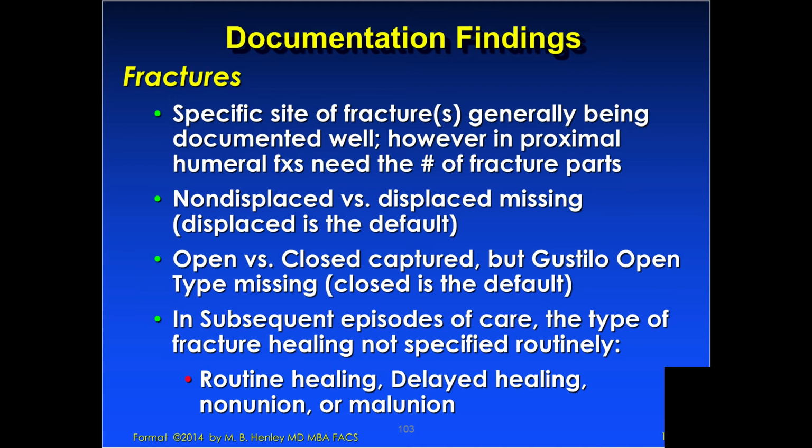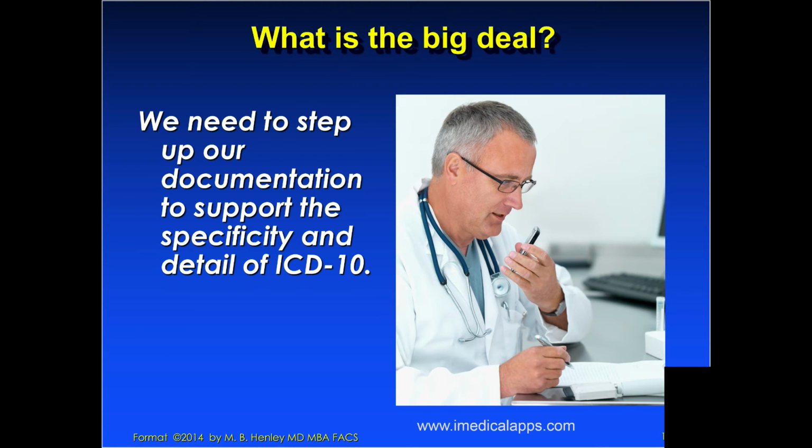We do capture whether a fracture is open or closed, but not all of us are good at specifying whether that fracture is Gustilo type 1, 2, 3A, B, or C open. Closed is the default if you don't say open, but if you say open, you should document whether it's type 1, 2, 3A, B, or C. And in subsequent episodes of care, the type of fracture healing is not specified routinely in our clinic notes and must now be specified as routine healing, delayed healing, non-union, or malunion. So we need to step up our documentation to support the specificity and detail of ICD-10.